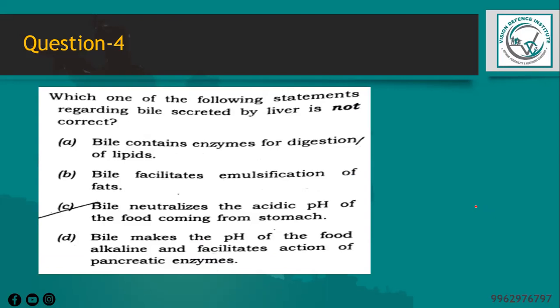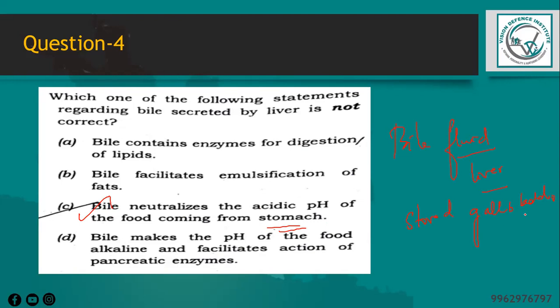And the next question is, which one of the following statements regarding bile secreted by the liver is not correct? So exactly the answer will be: bile neutralizes the acidic pH of the food coming from the stomach. Now let's see the reason. Because we know that bile is a fluid, right? It is secreted by the liver, and also it is stored in the gallbladder. It plays an important role in the digestion as well as the absorption of some fats in the small intestine.